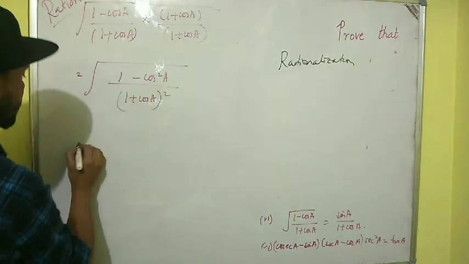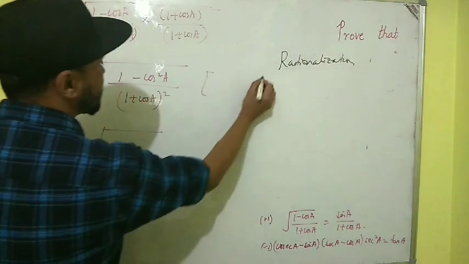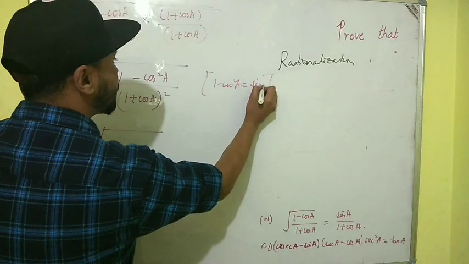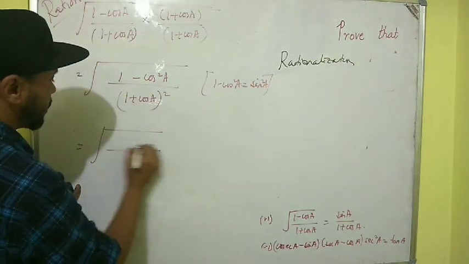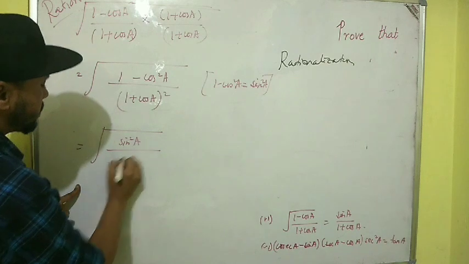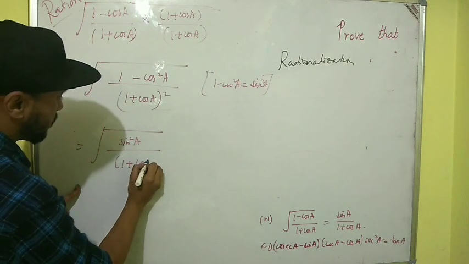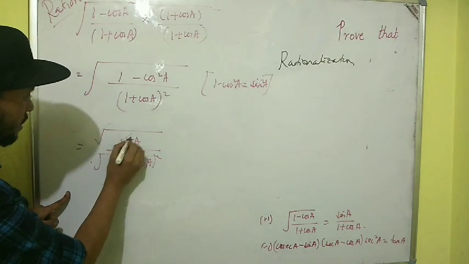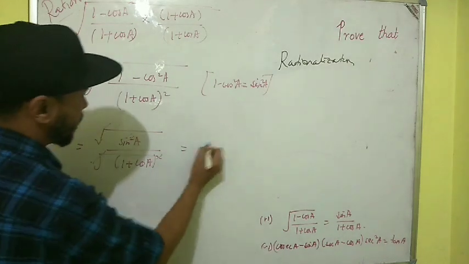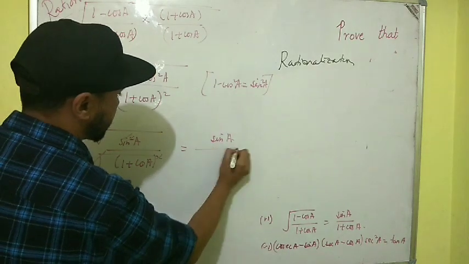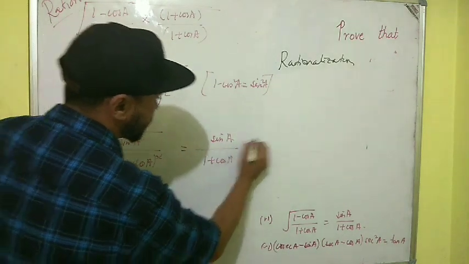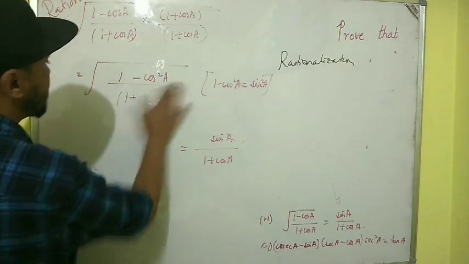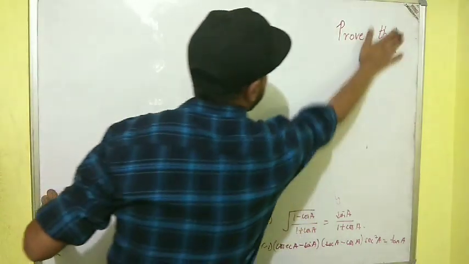Now 1 into 1 is 1, so 1 minus cos square. Please write this statement, whenever you use a formula, we have to write the statement. So this is your sin square A, and this is your 1 plus cos A. If you separate the root, then this square and root will get cancelled. So we'll get sin A divided by 1 plus cos A, which is your right hand side. Therefore LHS is equal to RHS, hence proved. Let's do the last one.